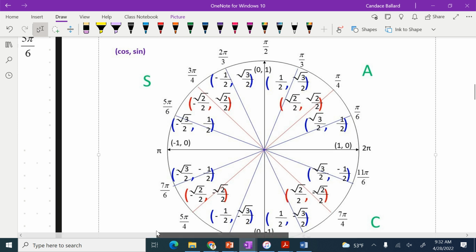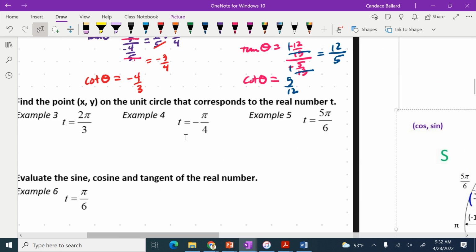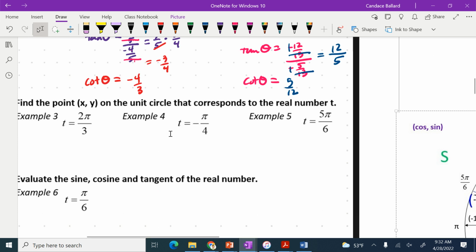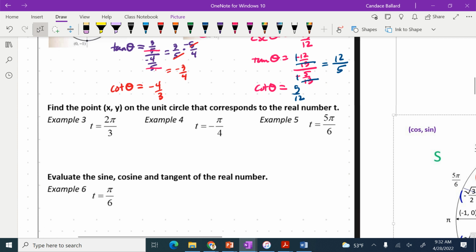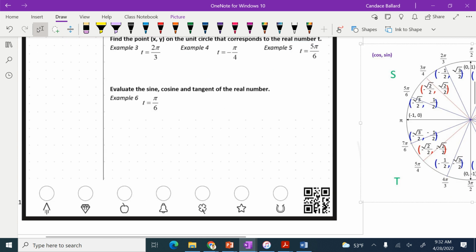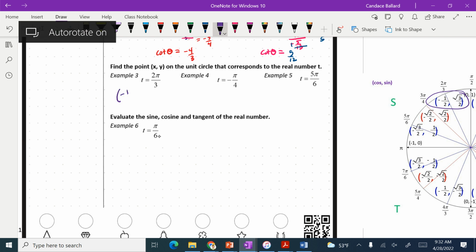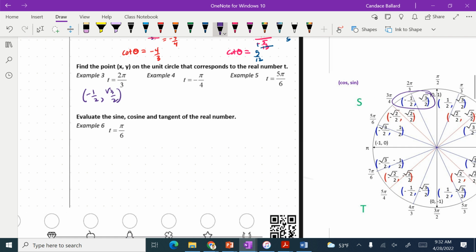First thing that it's asking me for in these first 3 examples is just find the point on the unit circle that corresponds with the real number, because all we did was just create coordinates, right? So 2 pi over 3, what quadrant is 2 pi over 3 in? Second quadrant. All that it's asking me to do is write that coordinate down. So I'm going to write that coordinate, which is -1/2, square root of 3 over 2.